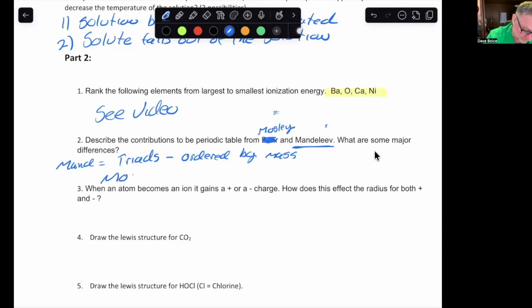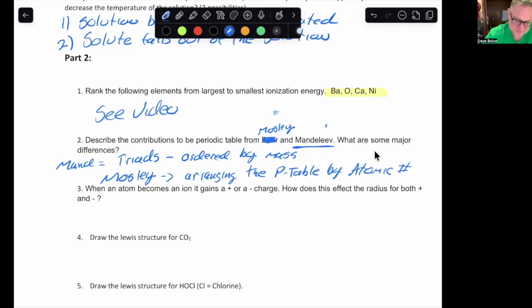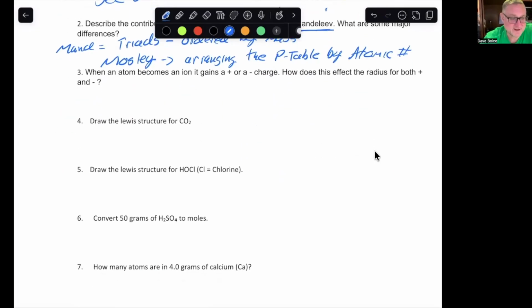So Moseley is known for arranging the table, I probably spelled that wrong, by atomic number, which is what we do now. Okay. So when an atom becomes an ion, it gains a positive or negative charge. How does this affect? Yeah.